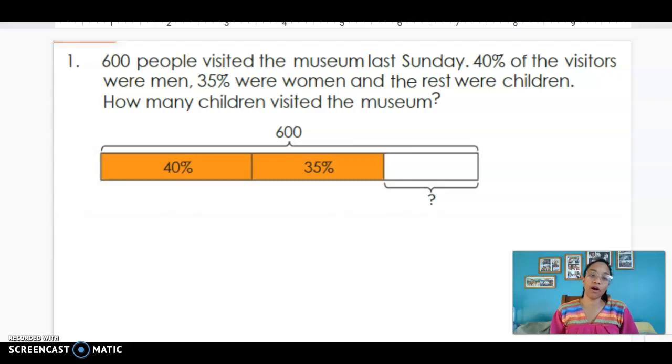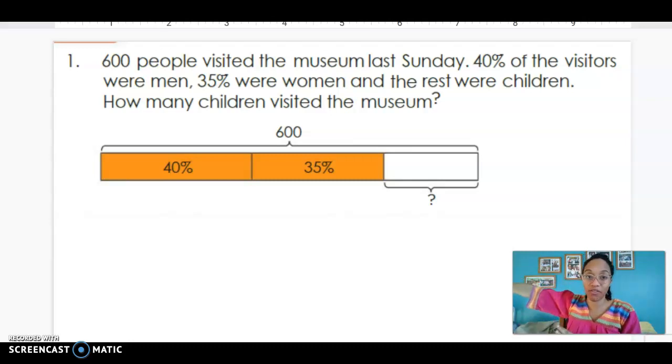First, let's try to figure out what percent of the museum visitors were children. We can do this by subtracting the parts we know from the whole. Now, how many whole percents do we have in this problem? 100, because percent means out of 100. You're never going to forget this. Percent means out of 100, okay? So we start with our total, 100, and we're going to subtract the parts we know. We know 40% and 35% were adults. So when we combine the men and women together, we get 75% of the people visiting the museum were adults.